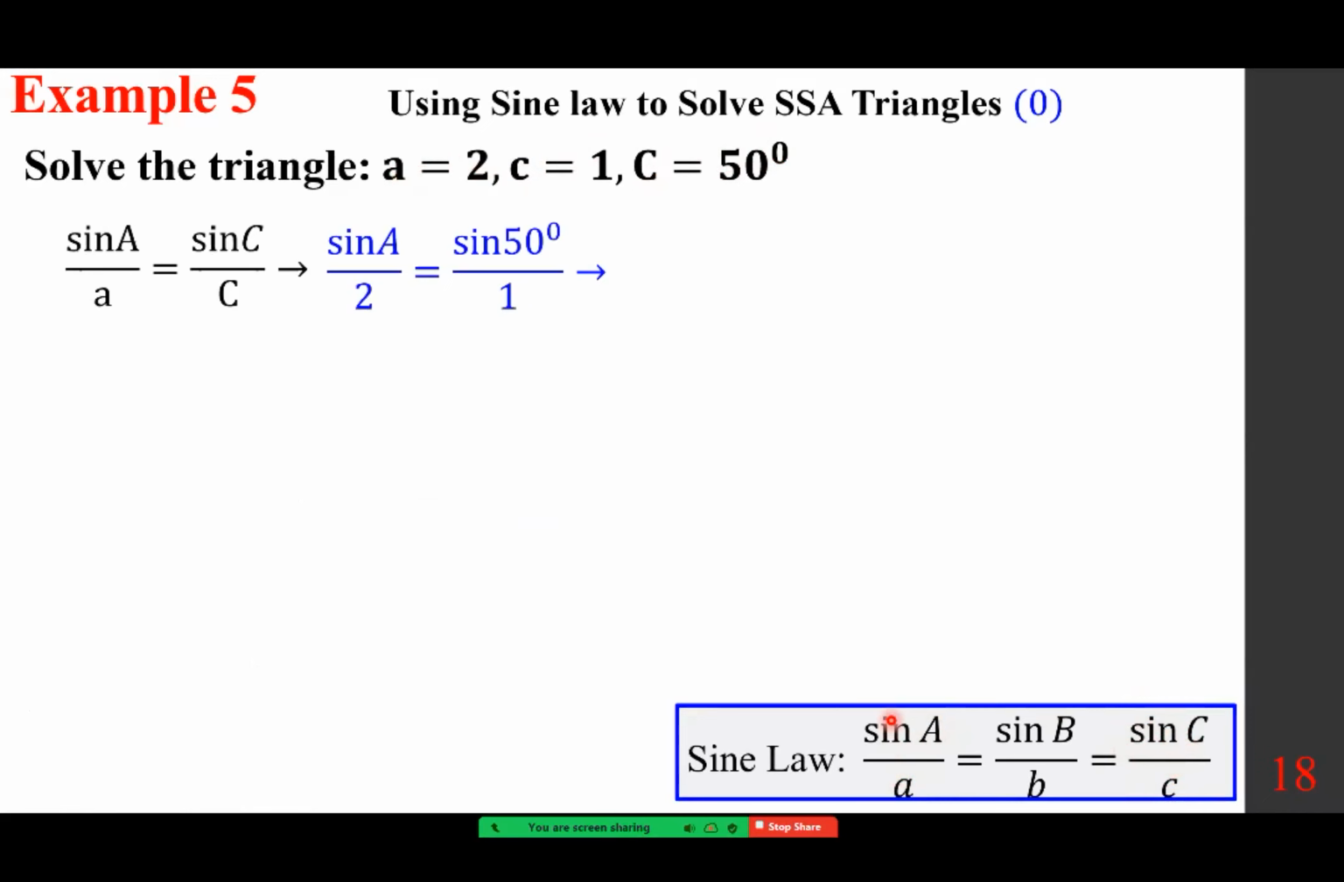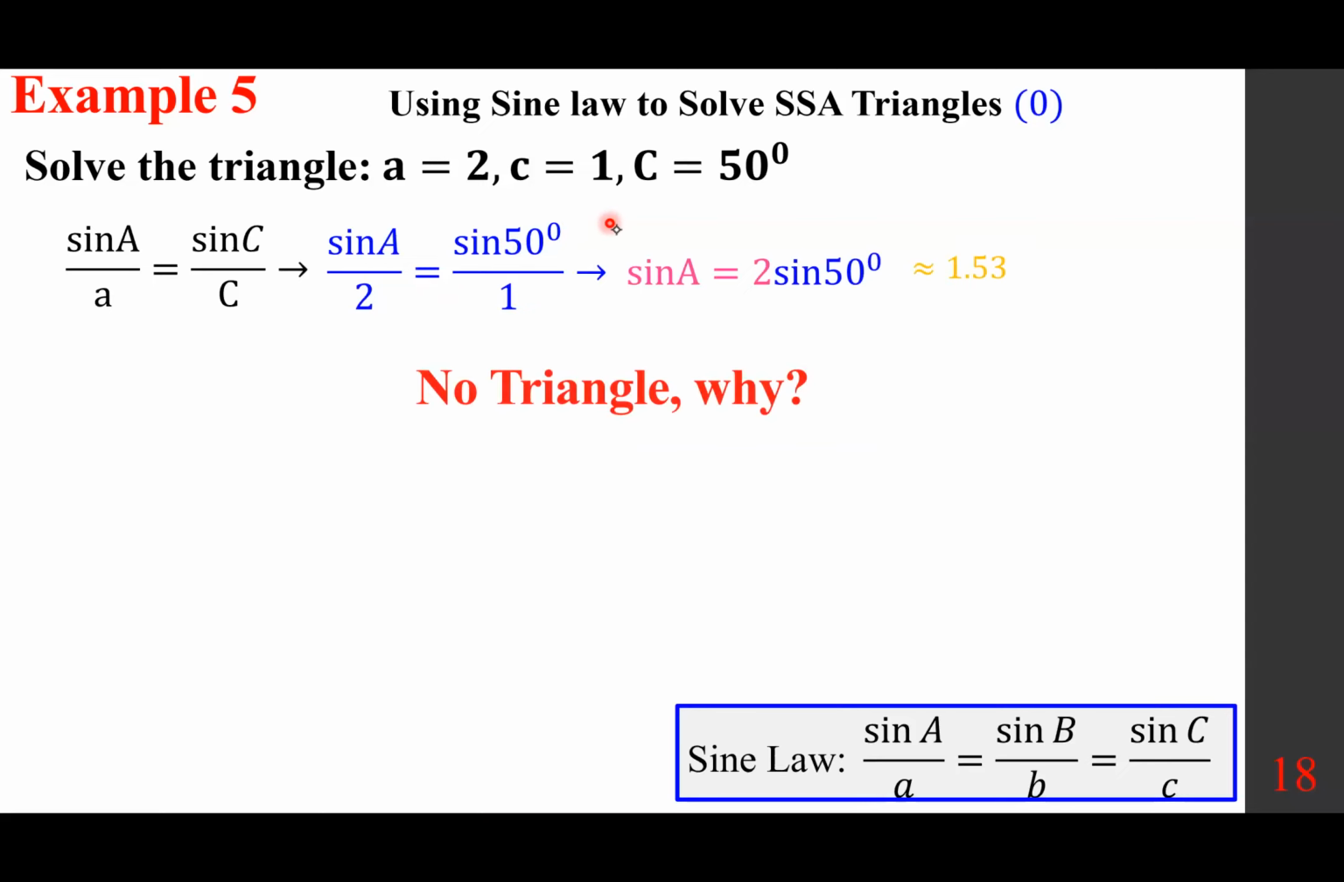Lowercase a is 2, sine of capital C, sine of 50 degrees, and lowercase c is known as 1. And again, the product of these two is the product of these two. So 2 times sine 50 divided by 1, simply 2 times sine 50. Use a calculator. It gives you 1.53.